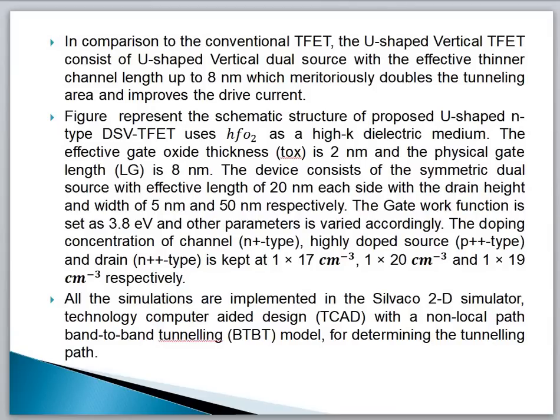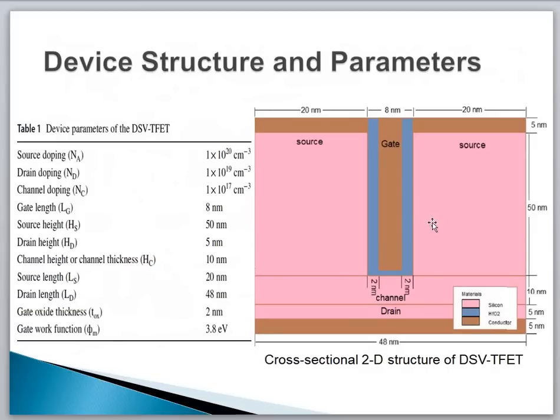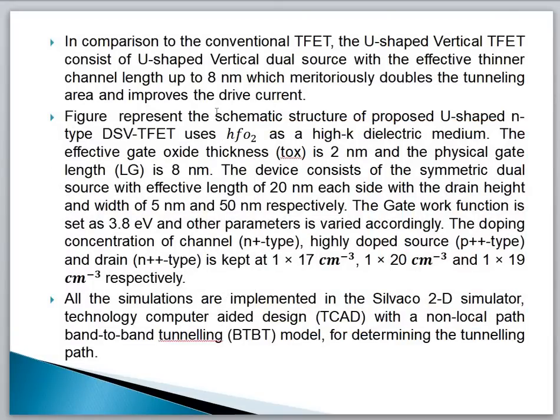Figure in the next slide, that is this one. This is the proposed structure. The figure represents the schematic structure of the proposed U-shaped N-type dual source vertical TFET. It uses HfO2 as a high-K dielectric medium, and the effective gate oxide thickness is 2 nanometer and the physical gate length is 8 nanometer.